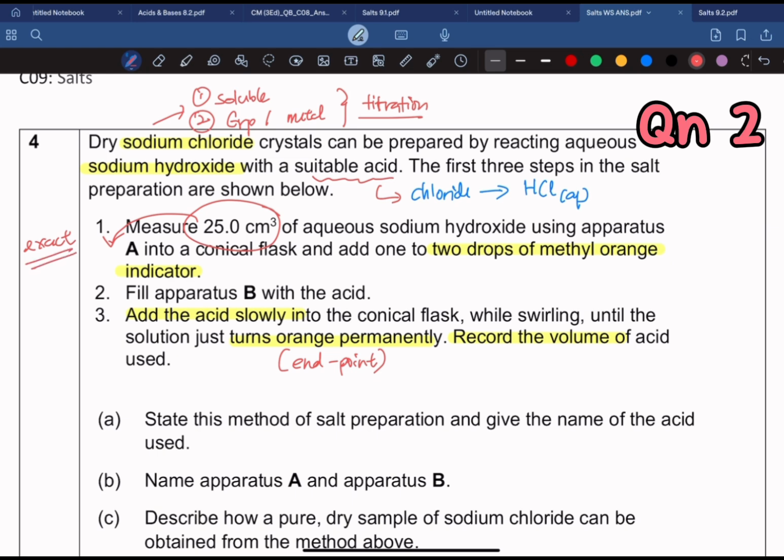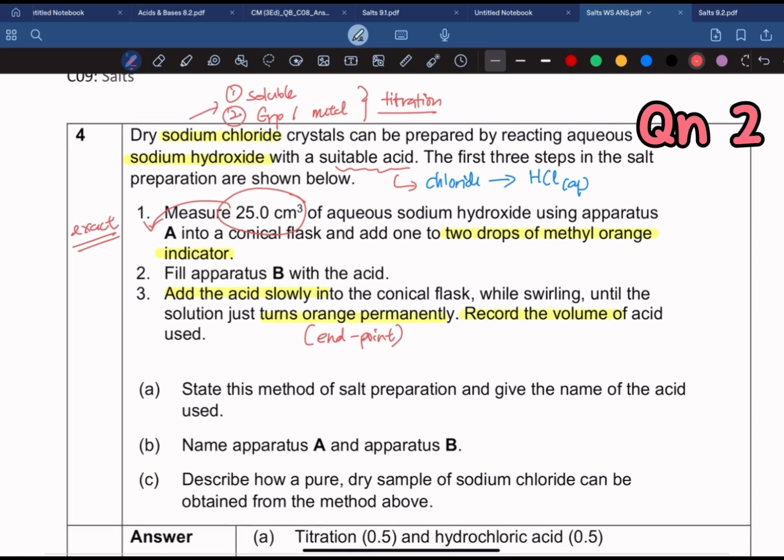And if you have learned in your titration practice the other time, if you want to measure exact volume, we use an apparatus that only has one exact volume to be measured. For example, the pipette that we used previously was a 25.0 cm cube pipette. So here apparatus A is actually your pipette. Then you will fill your burette with the acid and slowly add it into the conical flask.